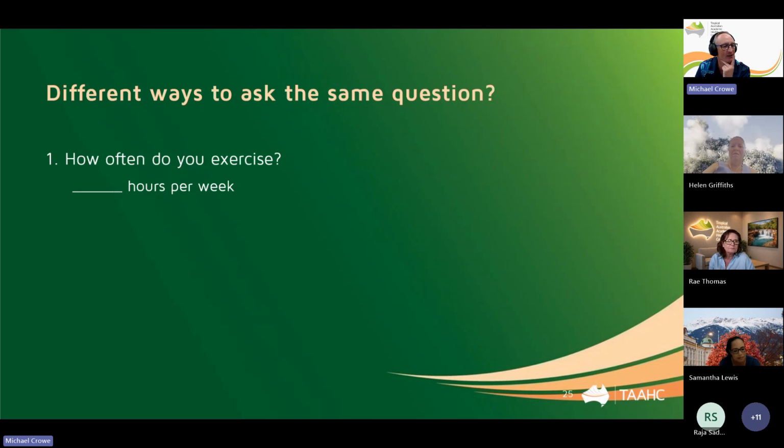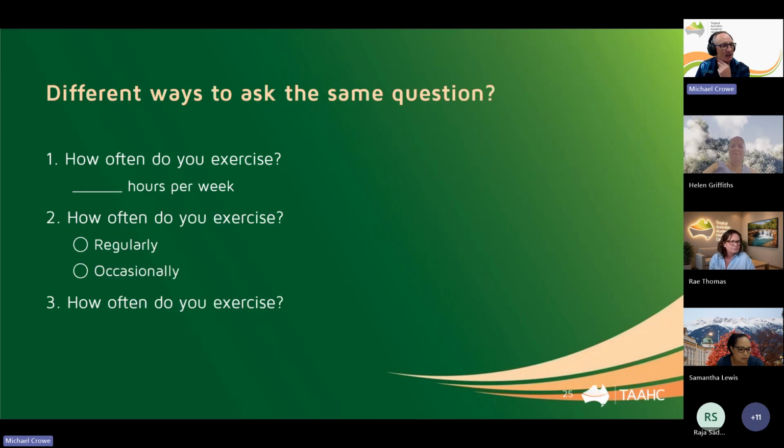An alternative way to do it is to have something like regularly, occasionally. So that's basically a yes, no. It's a dichotomous answer. Again, it's not really telling you much, is it? What is regularly? So regular exercise for my partner is at least every day. Regular exercise for me is, well, I got off the couch yesterday, so I'm good. So it doesn't really tell you anything.